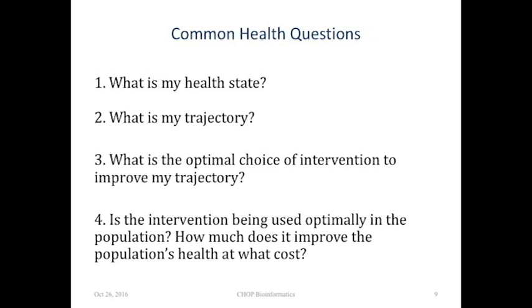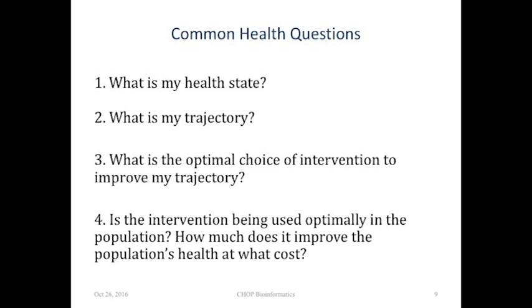Second is, where are we headed? What's my trajectory in this disease? Am I getting better? Am I getting worse? What can I expect in the future? And then the big, hard question is, given the available options, what's the right thing for me to do today to move my trajectory in the direction that I prefer?